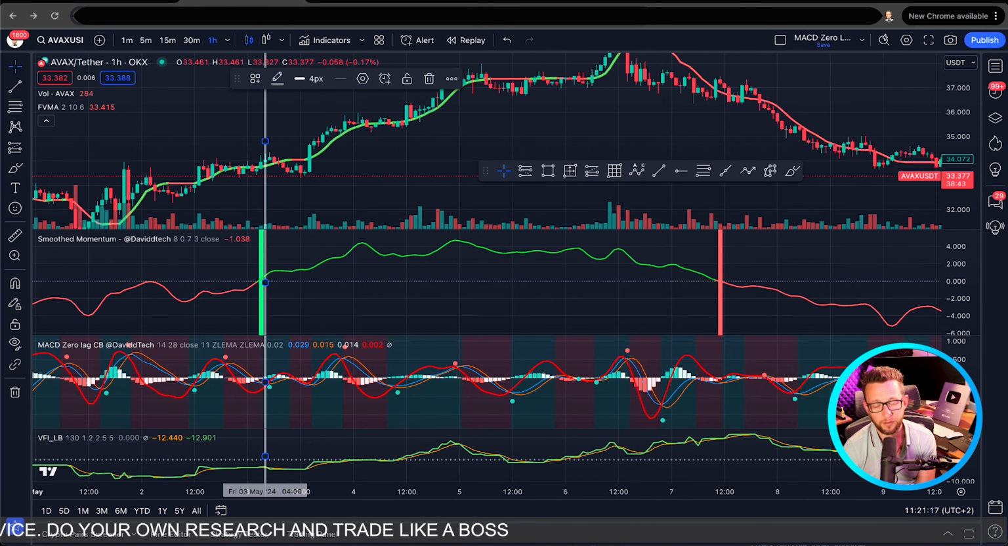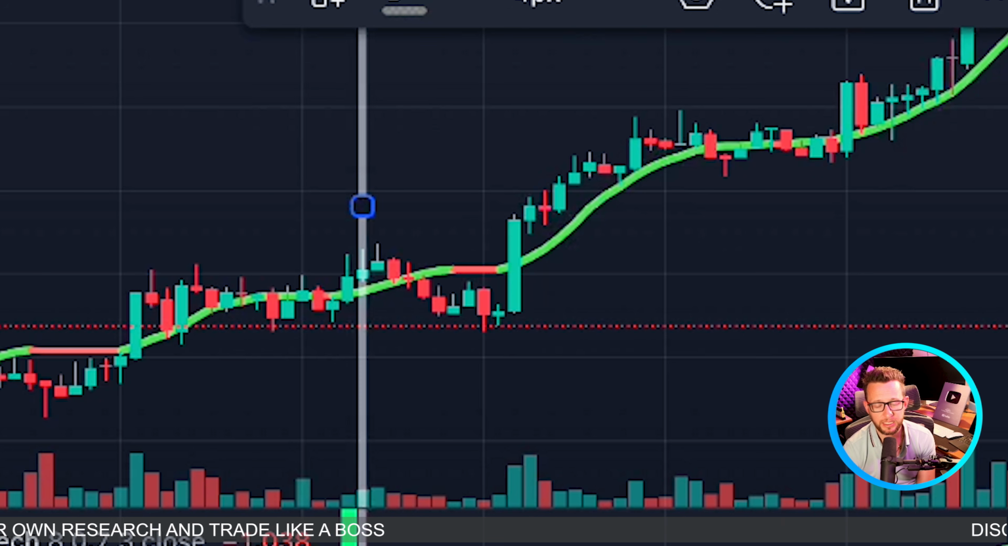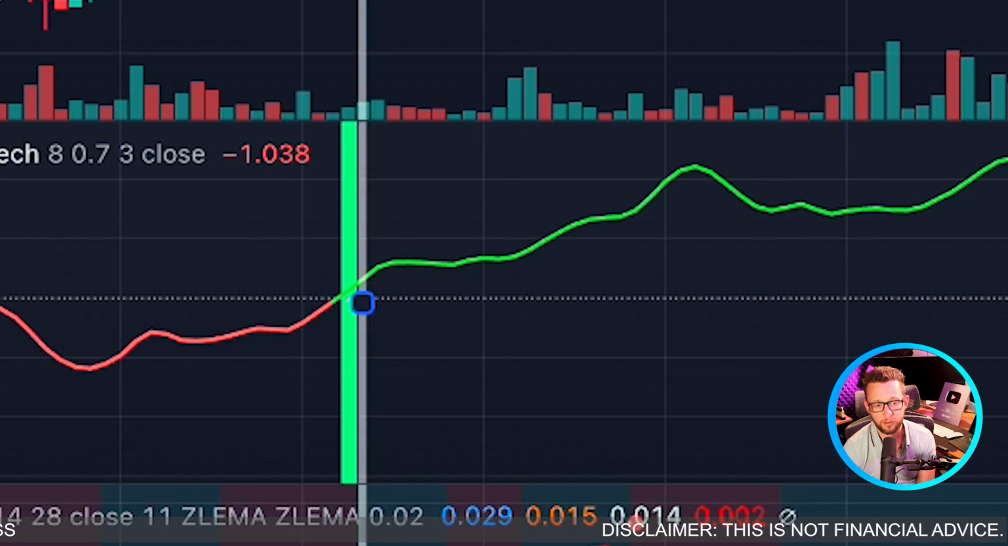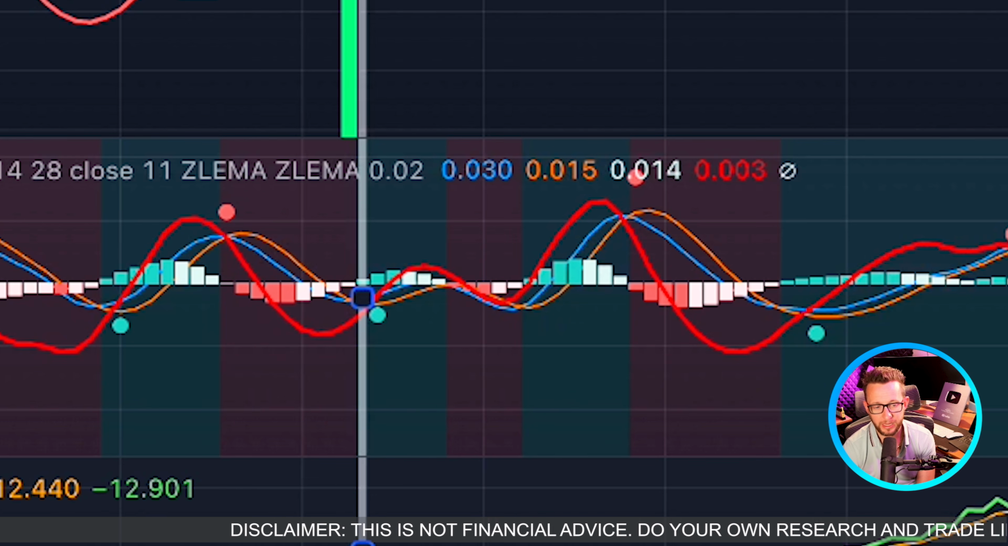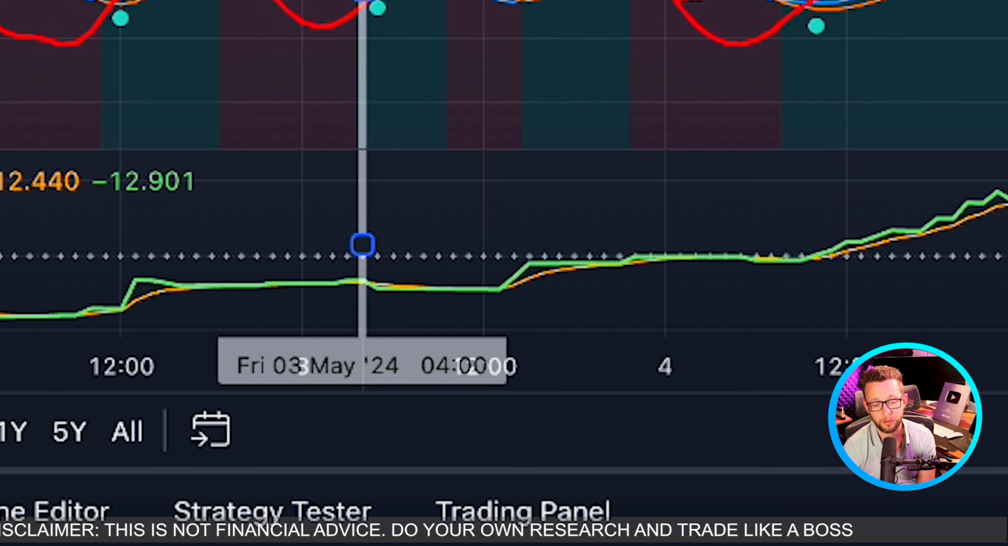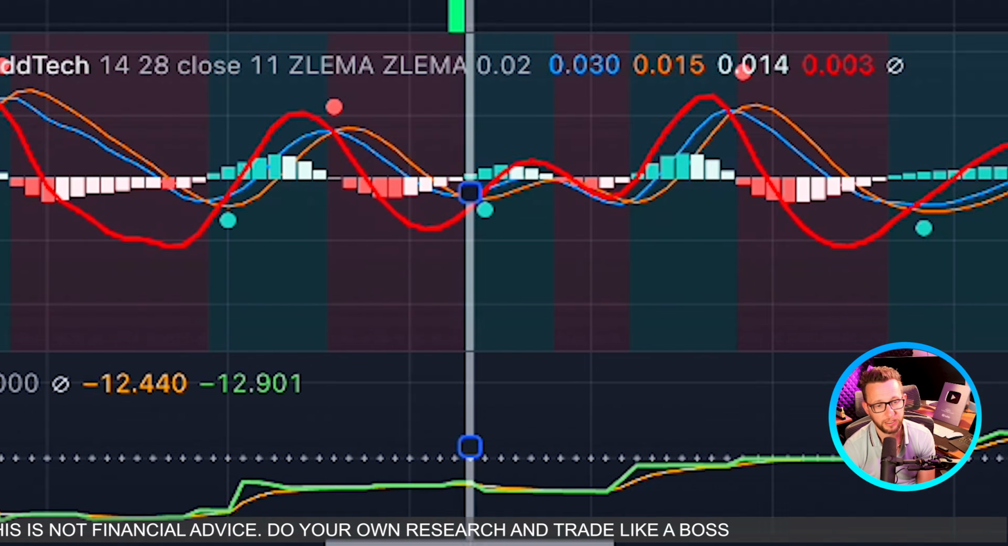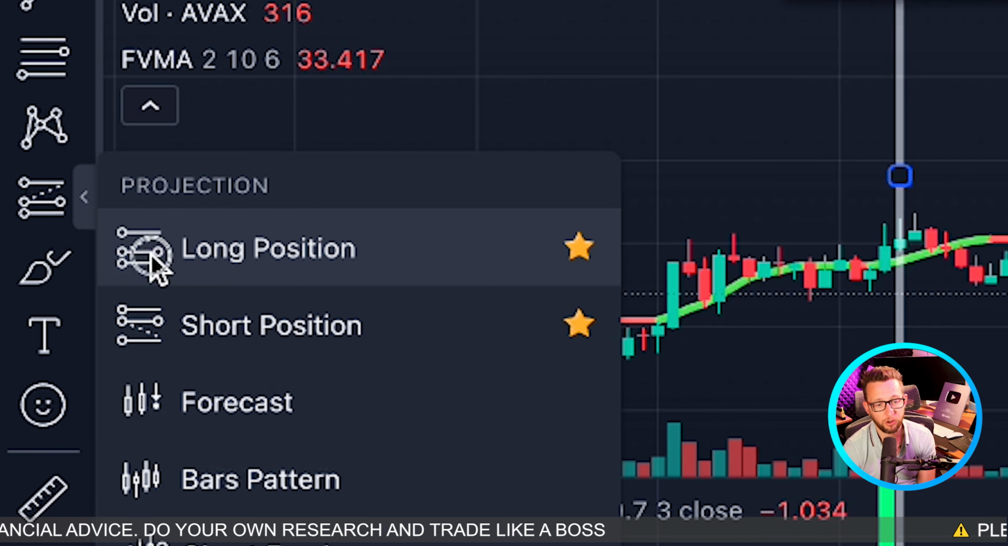Okay, here is our first entry. As you can see here, we have the FVMA and price is above the FVMA. It is green. We have crossed over on the smooth momentum and it is also green. We have a green background for the MACD zero lag, and the volume flow is over the orange, confirming our entry. So if we go here, we can add our long position.